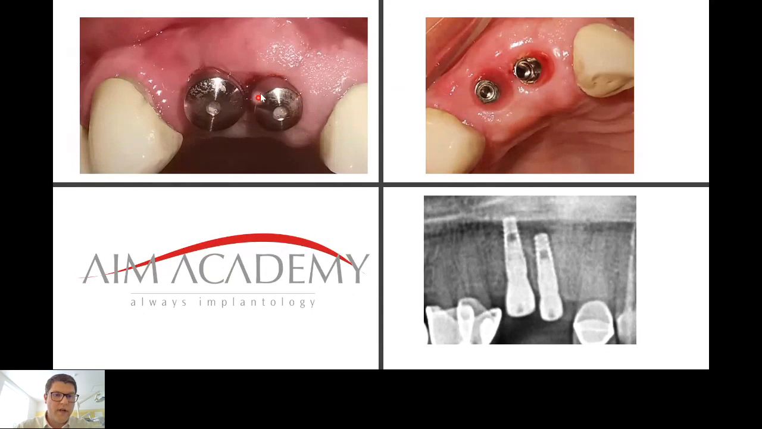At 7 days, usually I remove the stitches in a situation like this, because from my experience, the patients avoid cleaning that region. If I have stitches there, the patient avoids cleaning that region.